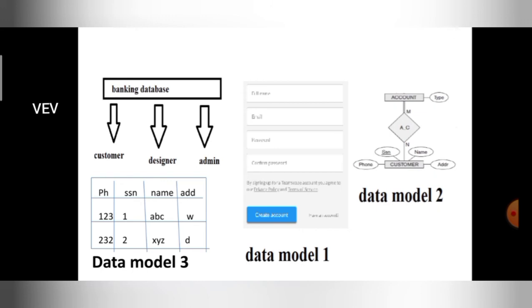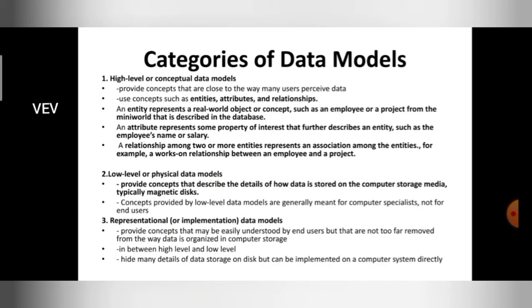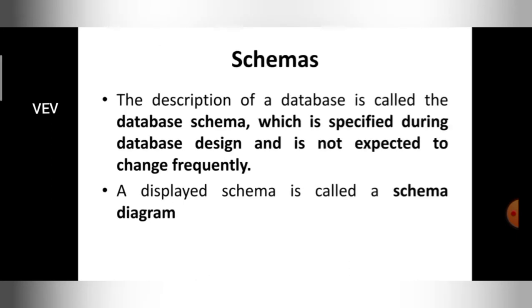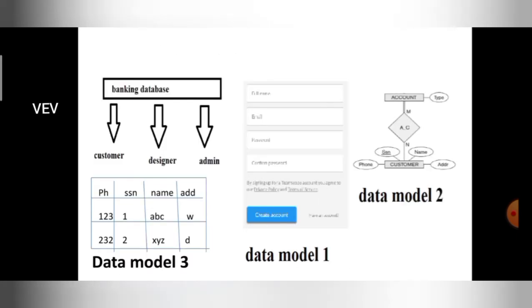So this is nothing but a database state. Hope you are understanding. The data in the database at a particular moment, at whatever time you may consider. Whatever data is there in the database at a particular moment in time is called database state or snapshot. Example, this data model 3 example, whatever the details are there. You can see there at this moment in a database we have this data.